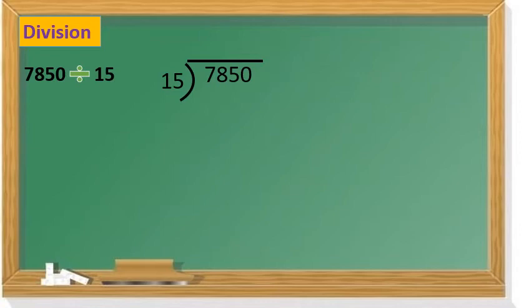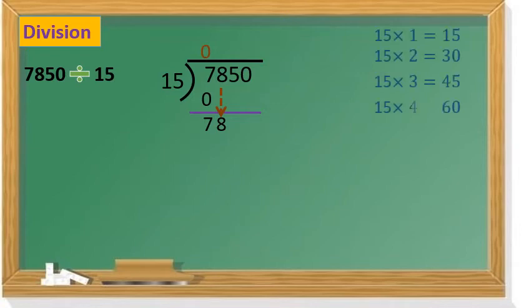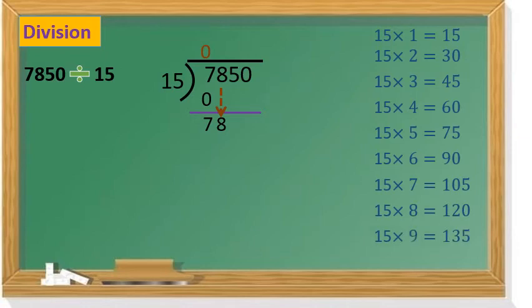Correct? 15 and 7. Oh, 7 is smaller than 15. So we will take 0 here. 15 zeros are 0. So 7 we will write down. And 8 we will take down because 7 is smaller. Now it is 78. 78 is bigger than 15, so we need the 15 table. So I will write here the 15 table. You should know tables up to 20.